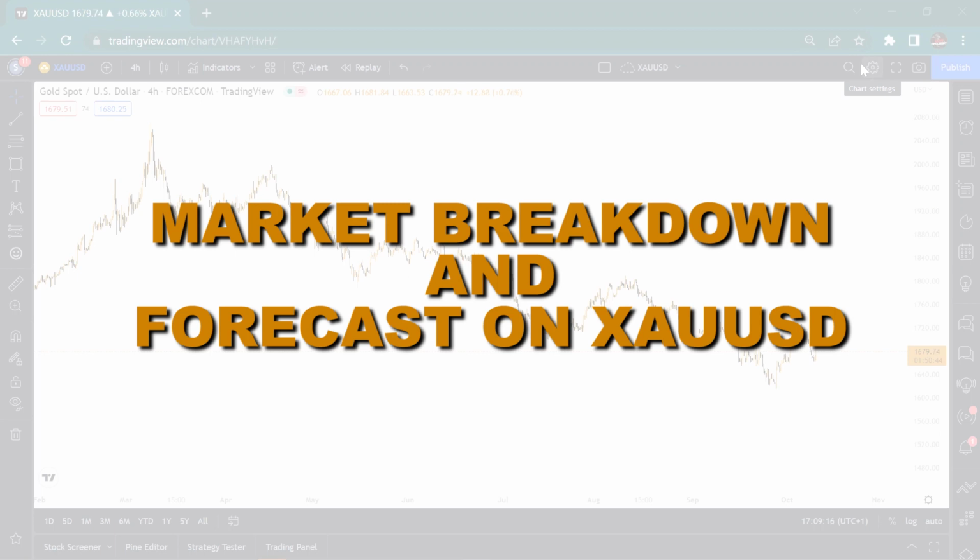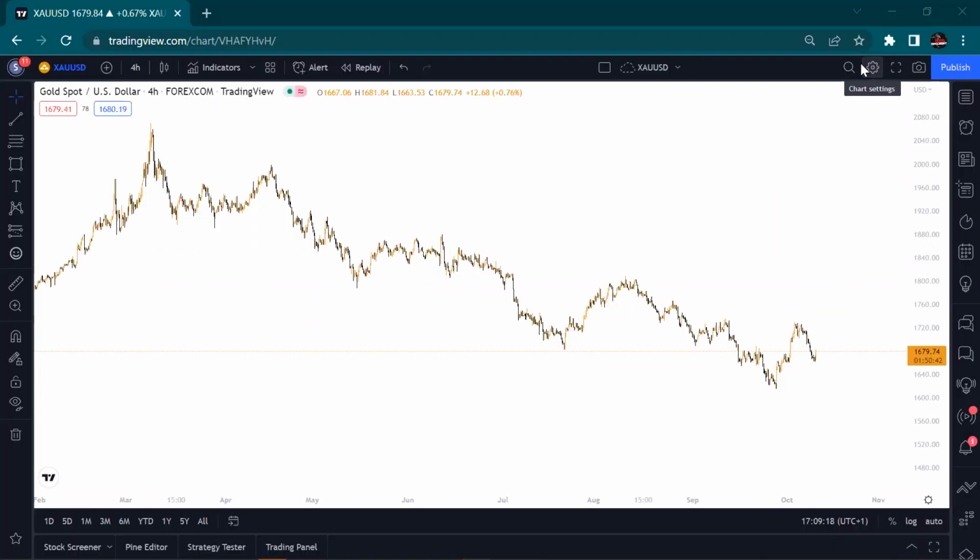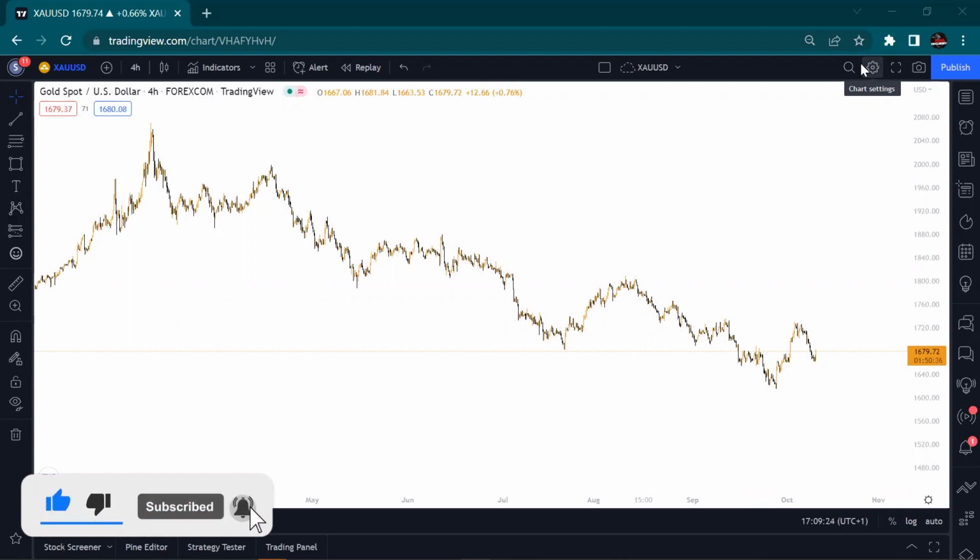I'm going to show you a forecast of what I'm expecting on gold. I just started this newly. I'll be doing it on most of the pairs I'll be trading. So this is just a forecast of what I'm expecting on gold, the way I do with my students.